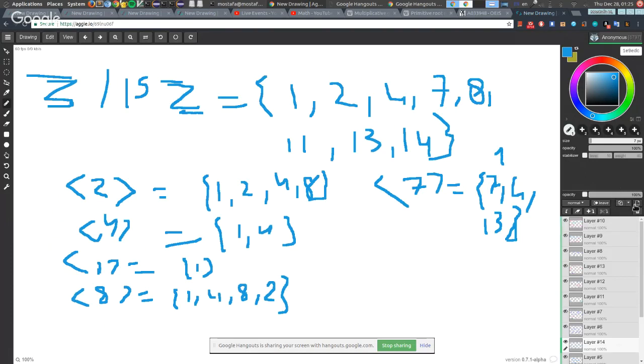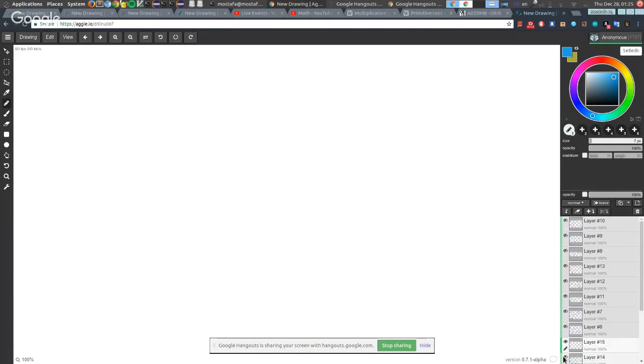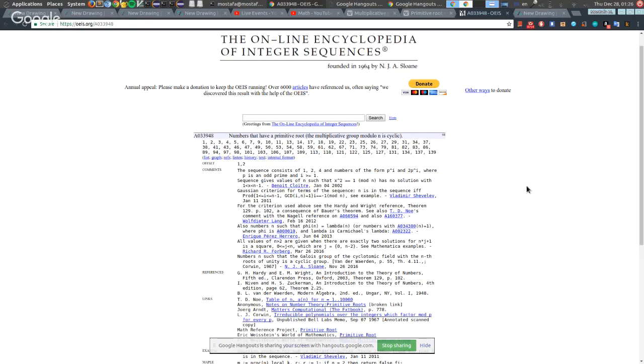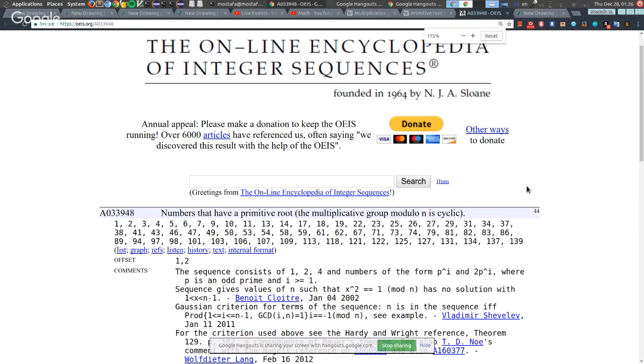So for the numbers that can have some primitive root, it has to be that n is one of these forms: 1, 2, 4, and t to the power of r, or 2 times t to the power of r, where t is an odd prime. Here there's a sequence of all the numbers that have primitive roots. So here, for example, you can find the 15, also the 16, and so on.